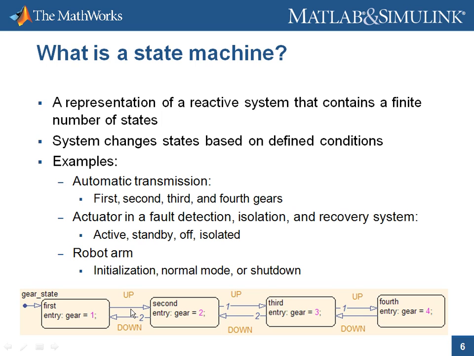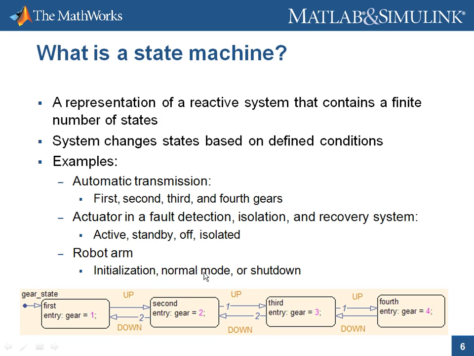This is an example of an automatic transmission, or any transmission for that matter. Actually, this one's an automatic transmission because the vehicle does the switching. So consider a transmission that has 4 gears. Each one of those 4 gears is represented by a state, and whether the transmission is in one particular state or another depends on the conditions. The system will transition from the first gear to the second gear if, in this case, the up event is true. Well, why would the up event be true?